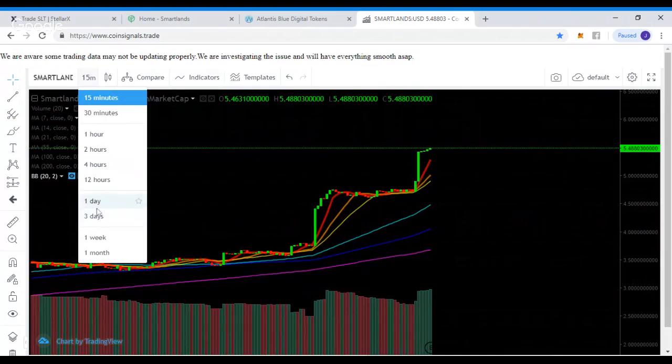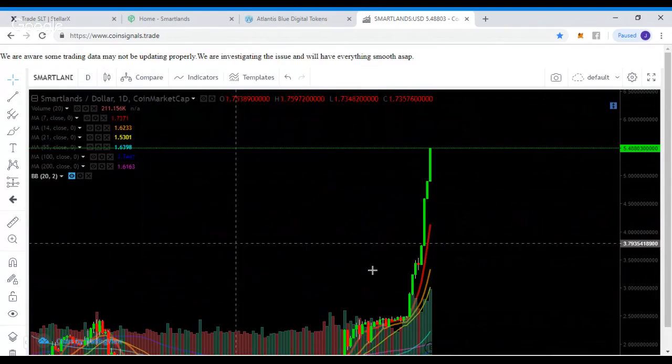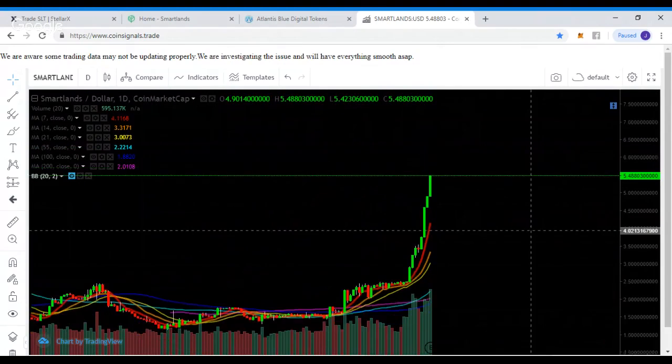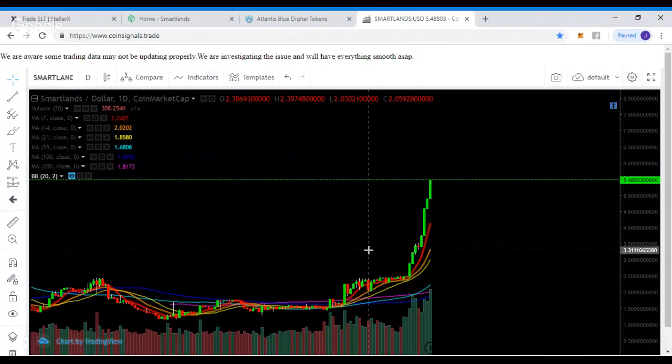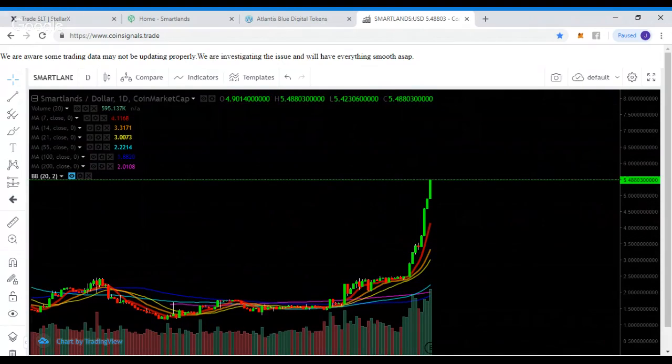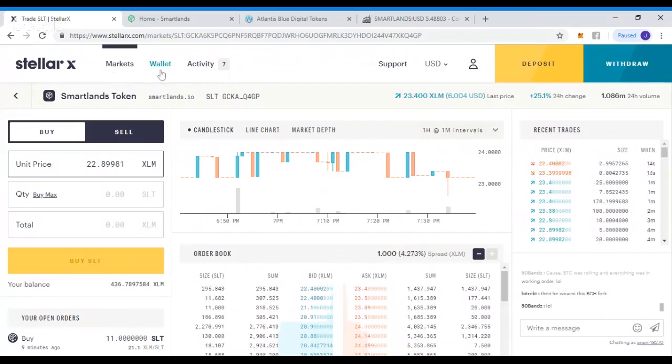Let's look at a day chart. Wow, look at that. And this thing has just been moving. It's just been moving. I'm loving the StellarX decentralized market. This thing is one of a kind. I will tell you that. This is one of a kind.